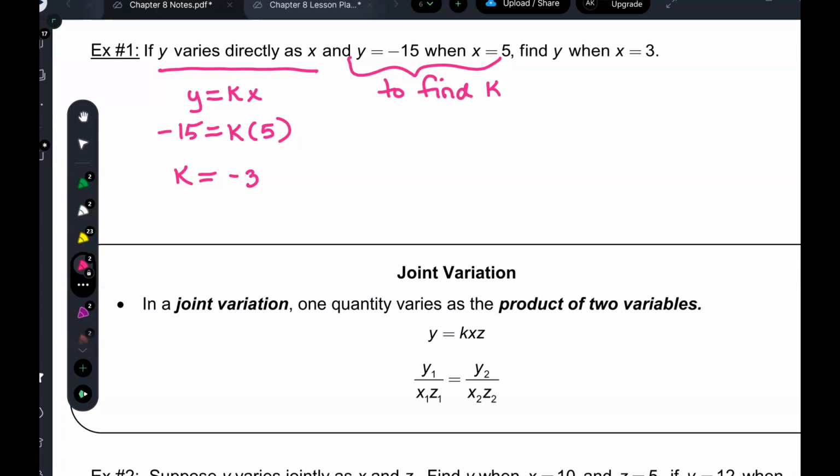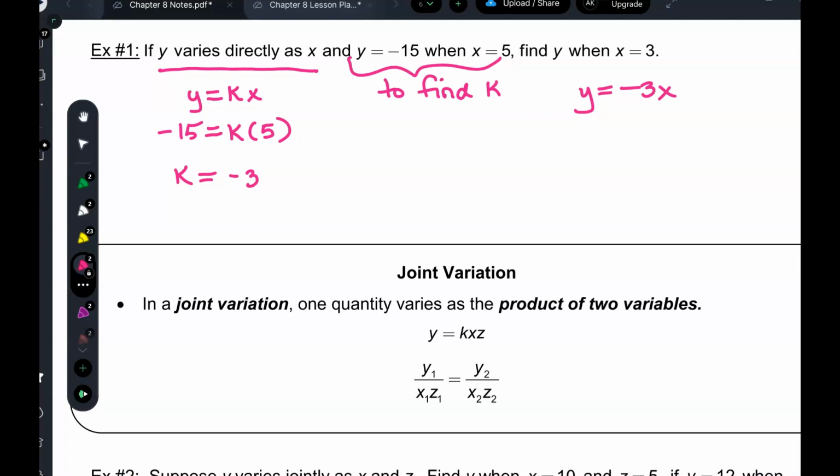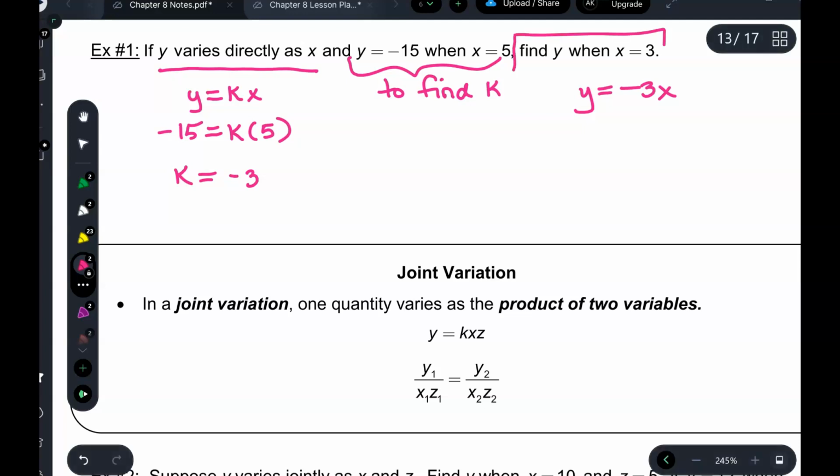Okay, so now what do we do? So basically the relationship is y equals negative 3x, right? Y equals kx. We figured out what k is. K is negative 3. And then x is 3. So then plug it in. Yeah, so here's what we want. We want to find y. Y equals negative 9. That's it.